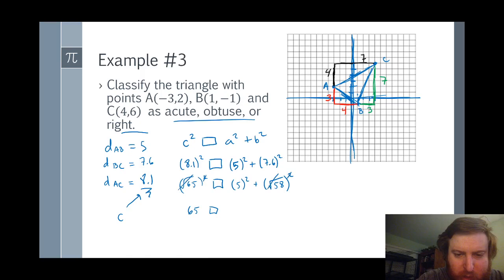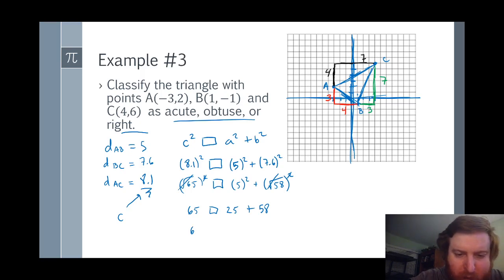But if you had done 8.1 squared, you would have gotten 65. If you had done 7.6 squared, you got 58. You're actually going to get a number a little bit smaller or a little bit bigger than those, a decimal really close to it, because we rounded. But if you didn't round, you would get 65 and 58.